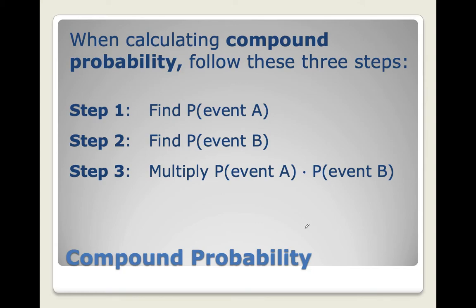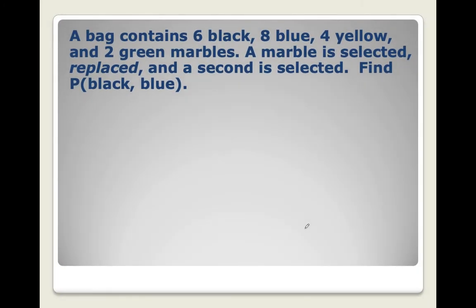If you take a look on your notes, you will find this example. A bag contains 6 black, 8 blue, 4 yellow, and 2 green marbles. A marble is selected, replaced, and a second is selected. Find the probability that you would select a black marble and then a blue marble. First, we want to identify the probability that I would select a black marble. Since there are 20 marbles in the bag altogether, the probability of selecting a black marble is 6 out of 20.